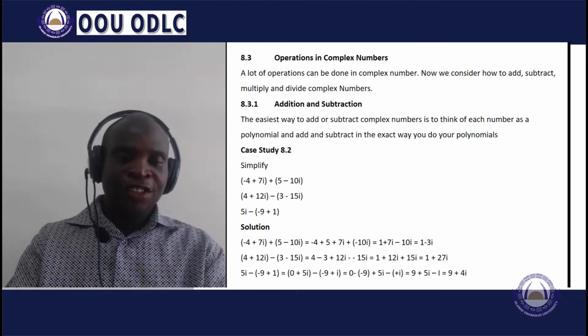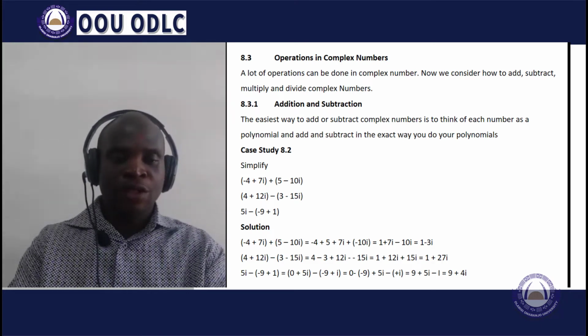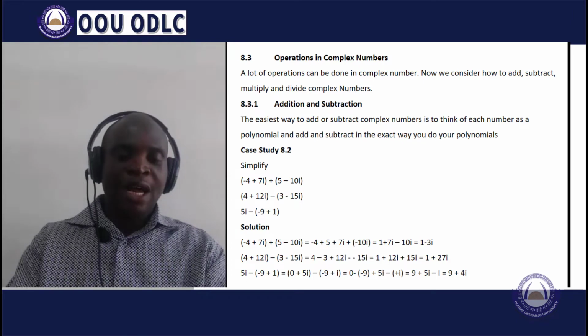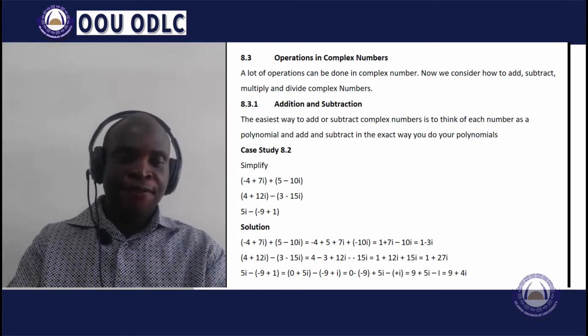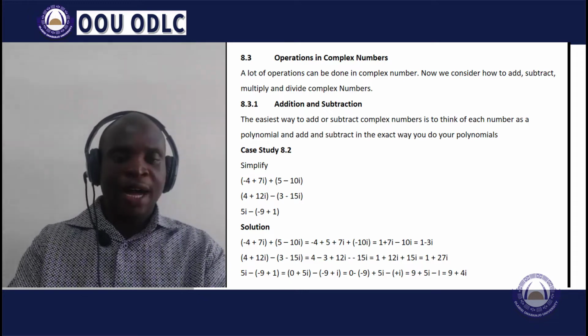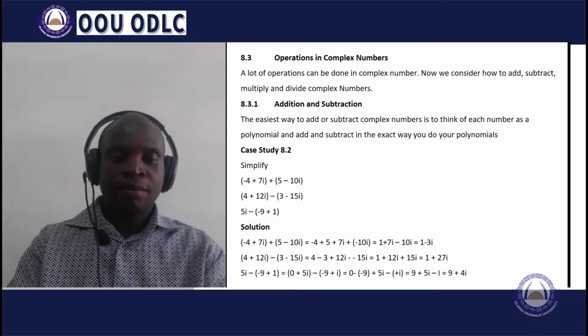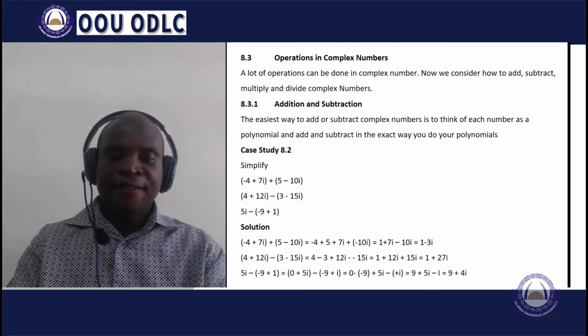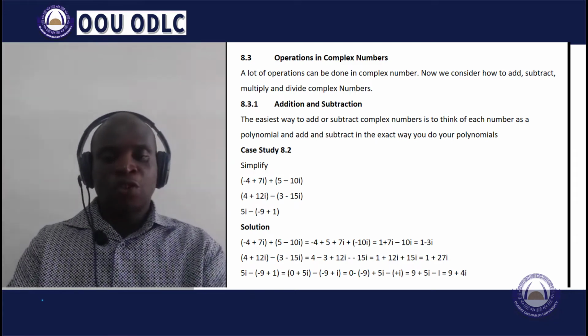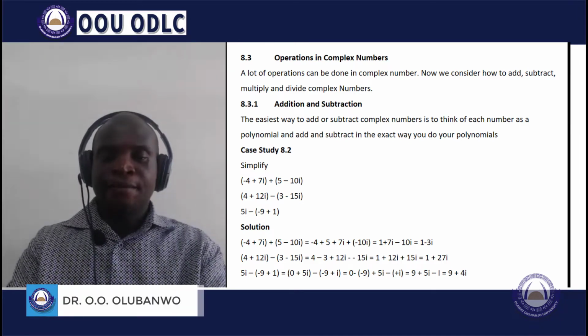So it is 0 minus 9. 0 minus 9. And the other part is 5i minus i. So when you look at this, you have 0 minus, that's 9, plus 5i minus i. So when you look at this, you have 5i minus i.